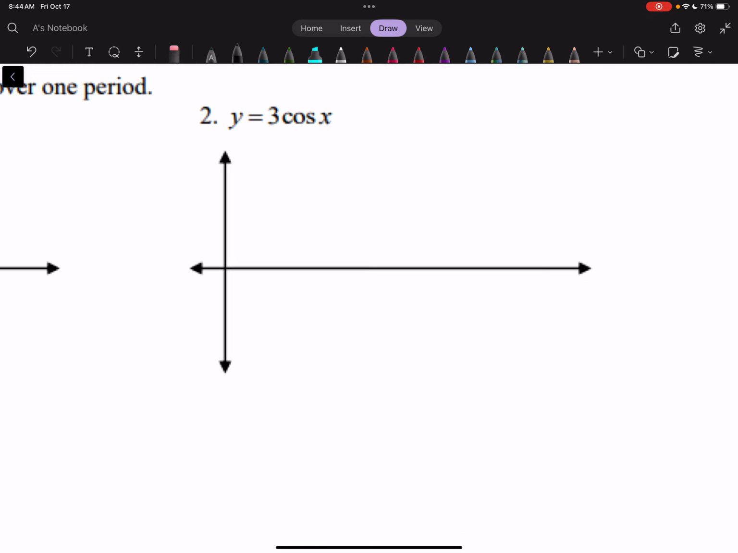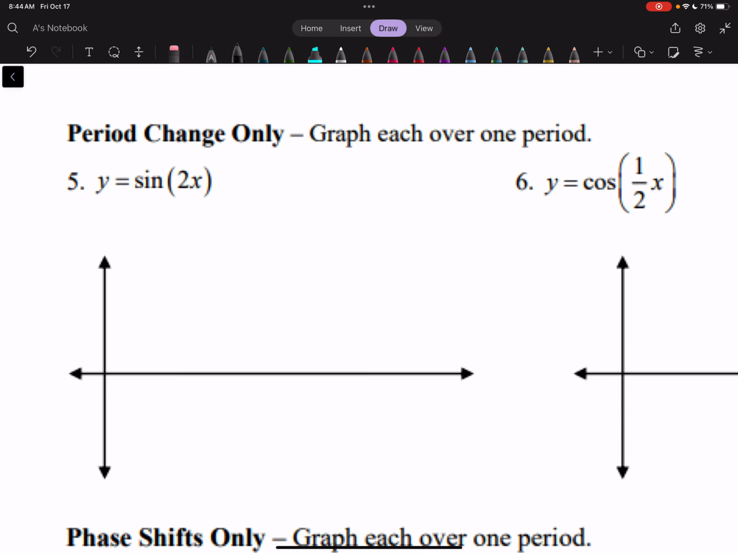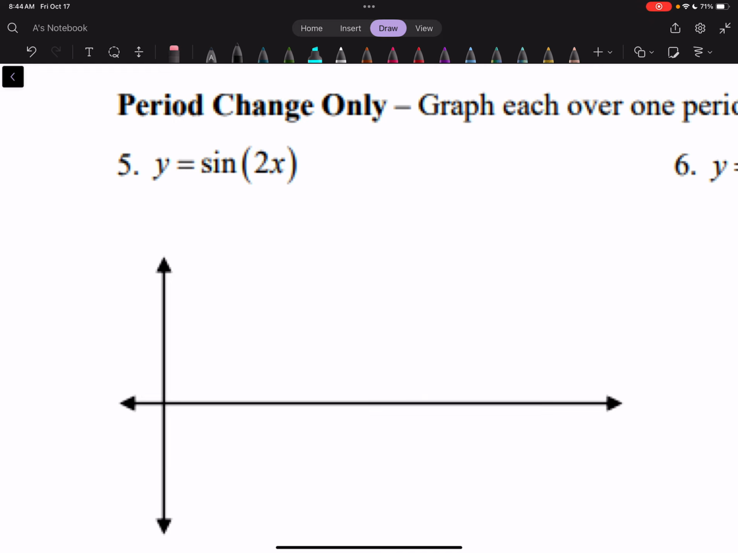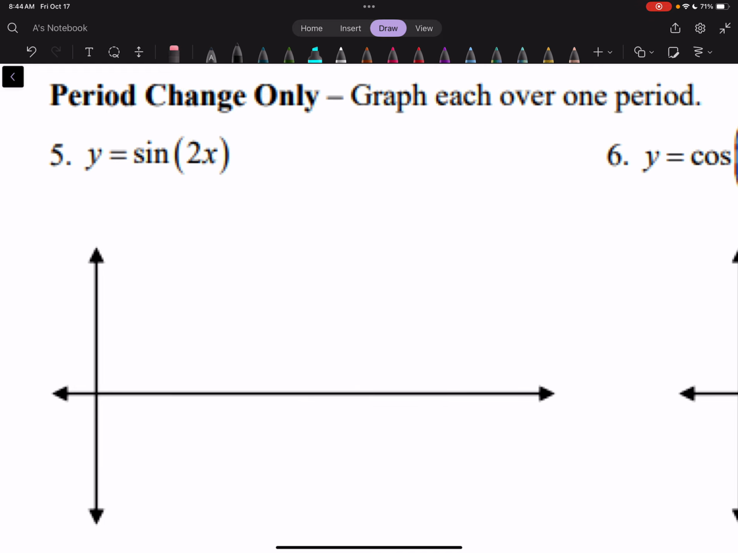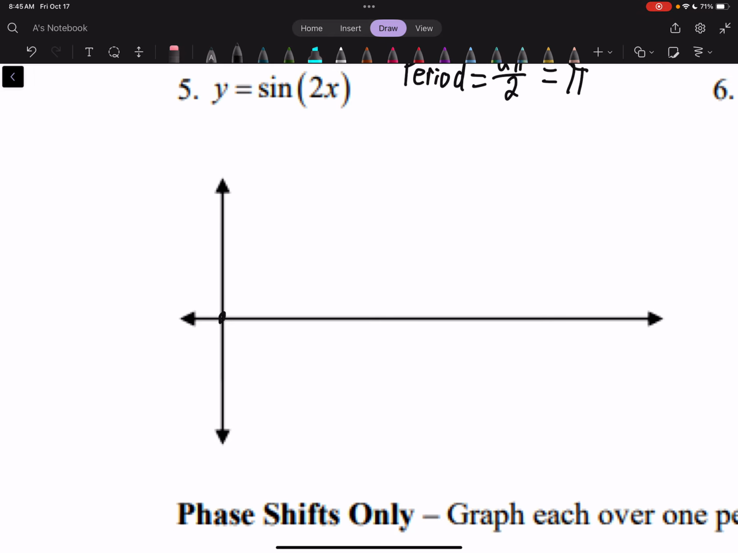Try number 2. Let's look at number 5. I deleted 2 of the problems because I thought it was redundant to make you keep graphing. This has a period change. So my period for this problem is equal to 2 pi over b. My period is pi. So I am going to be going from 0, 1, negative 1.